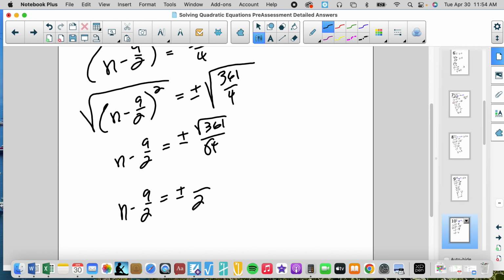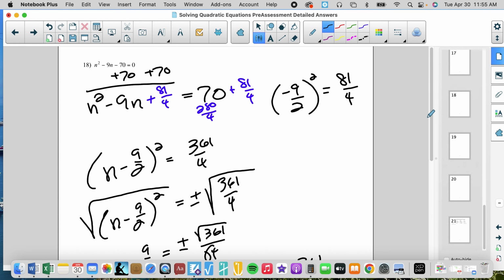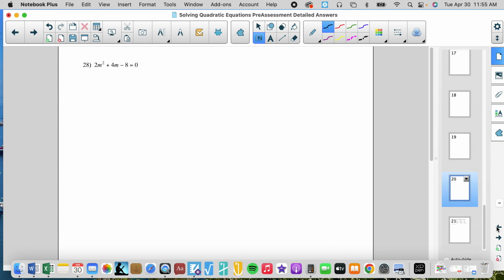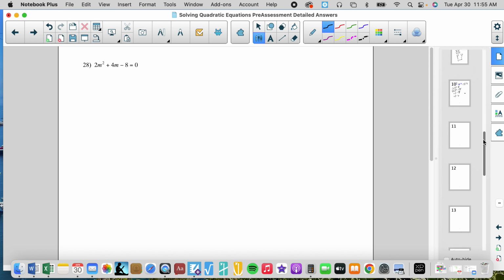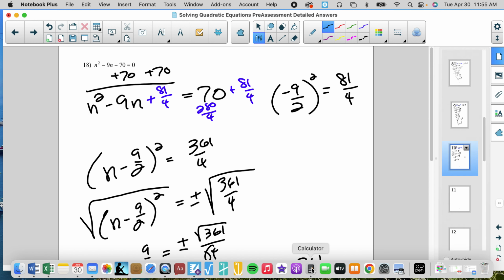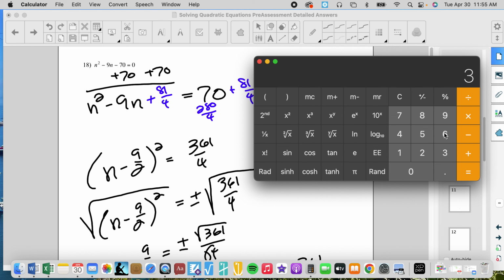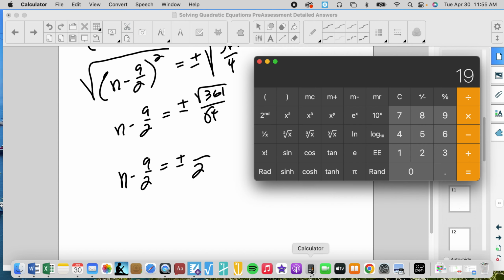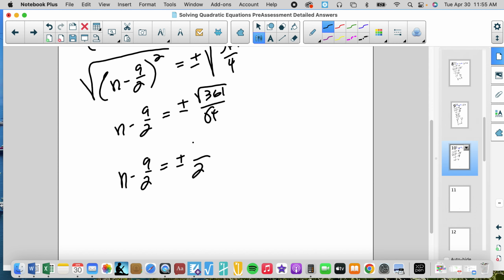Ooh, 361. Is that the answer? Does it end up being rad 361? What number is this? 18. 18? Well, maybe 361 is a perfect square. 361 is a perfect square. 361 square root. 19 squared is 361. I would have eventually gotten to 19, maybe. What did we say, 19? 19. There's a new square root.